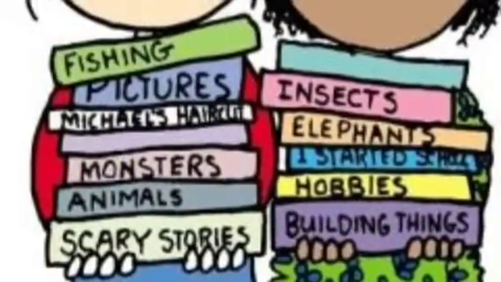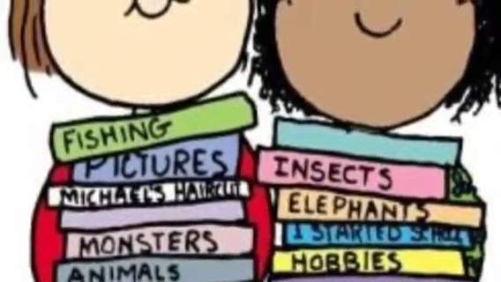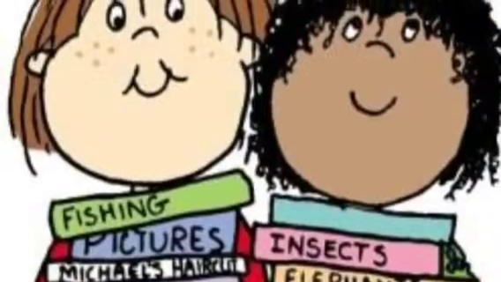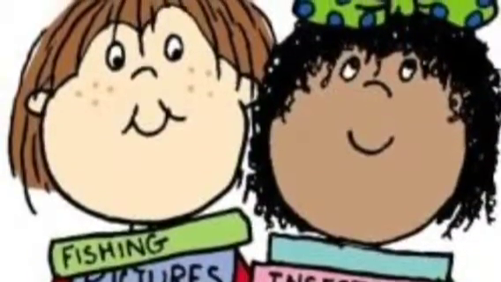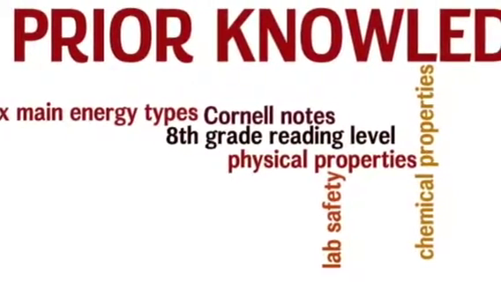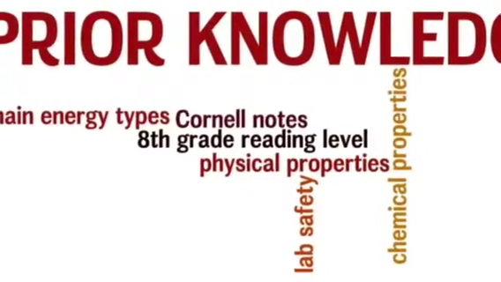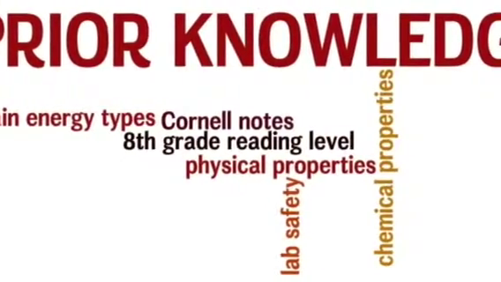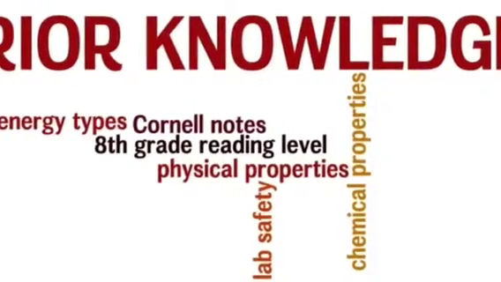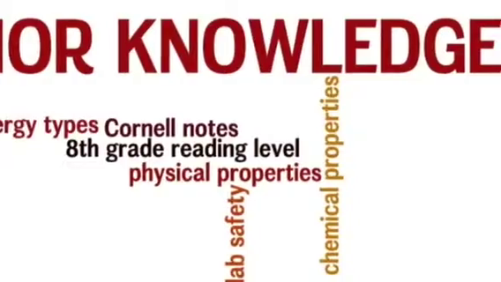The goal of this unit is to integrate science, English language arts, history, and math into understanding the processes of rock and fossil formation. Prior to beginning this unit, the students should already know the 6 main energy types, have basic knowledge of chemical and physical properties, be able to read and write at an 8th grade level, have basic lab and lab safety skills, and have a working knowledge of taking Cornell notes.